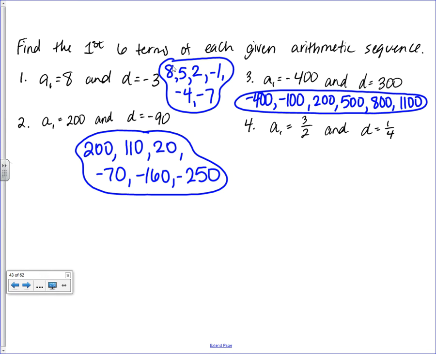They just make you use your calculator a little bit more. So my first term is 3/2. Now you could also write that as 1 1/2 if you wanted. It does not matter to me. The common difference is a fourth, so I'm going to go up by a fourth every time.